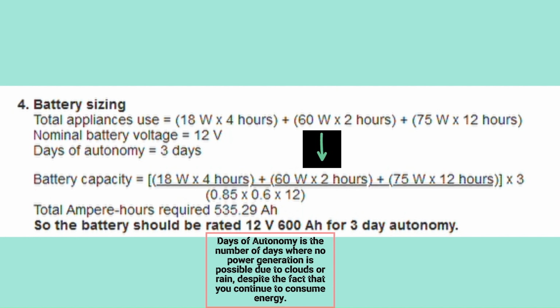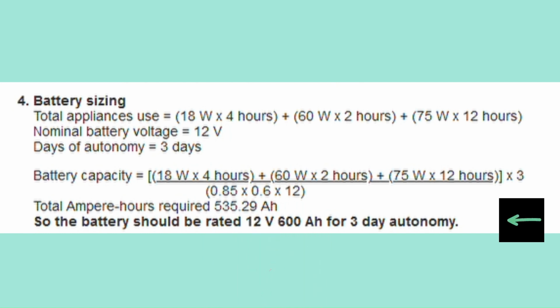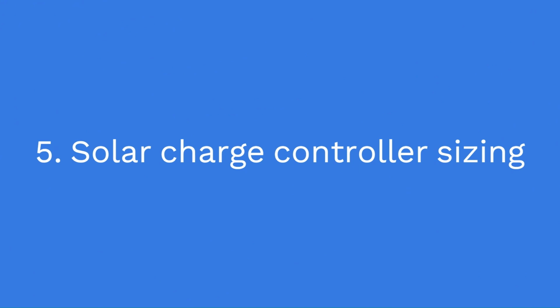Battery capacity equals 18 watts multiplied by 4 hours plus 60 watts multiplied by 2 hours plus 75 watts multiplied by 12 hours, then the result is multiplied by 3. The overall result will be divided by 0.85 times 0.6 times 12. The battery should be rated at 12 volts, 600 ampere-hours for a 3 days autonomy due to the total ampere-hours required being 535.29 ampere-hours.